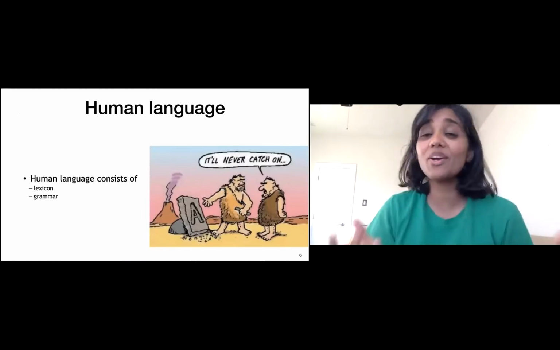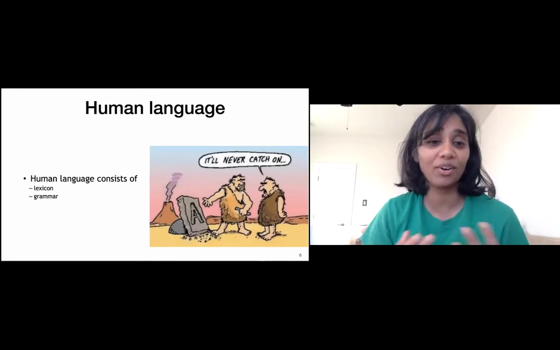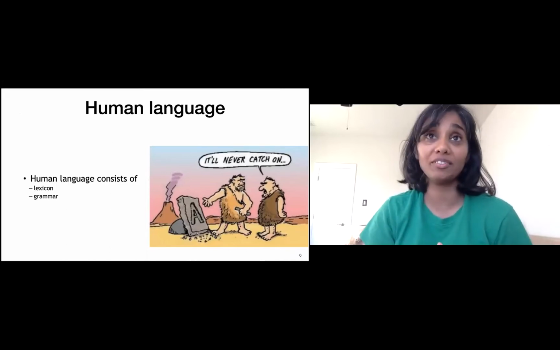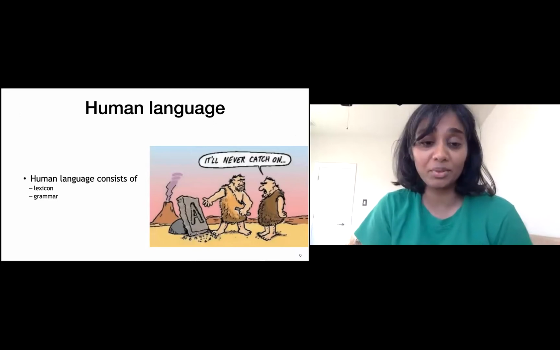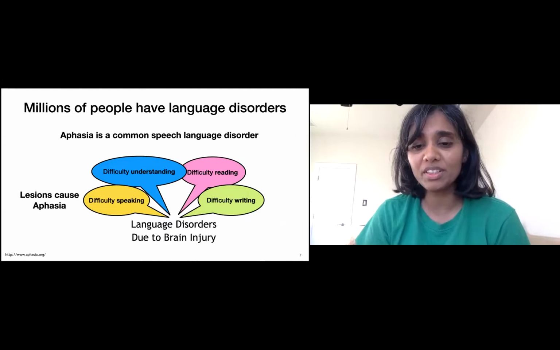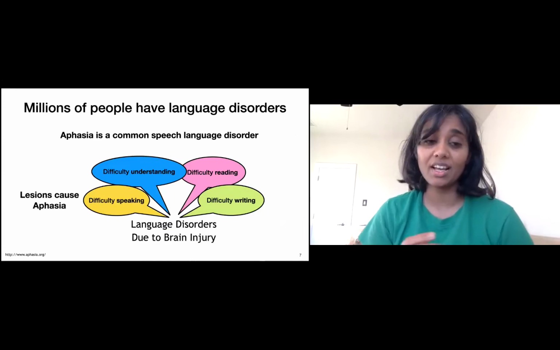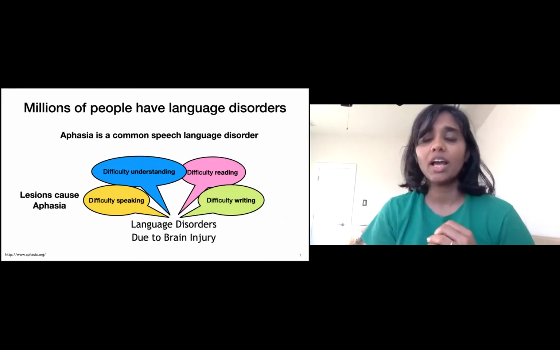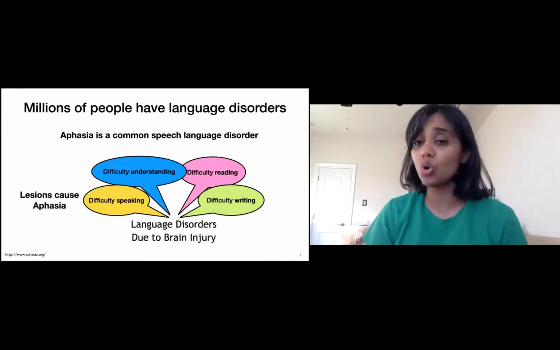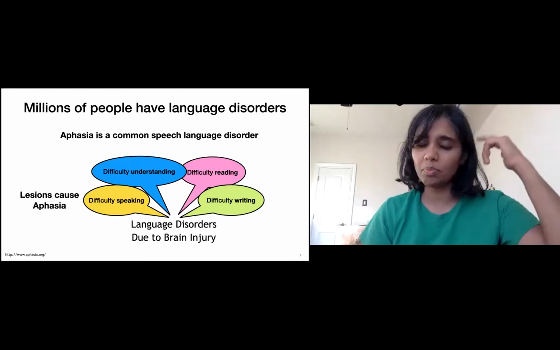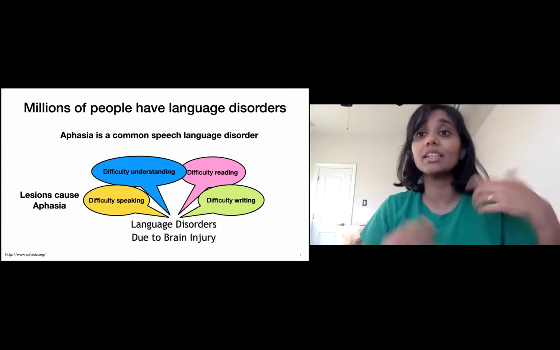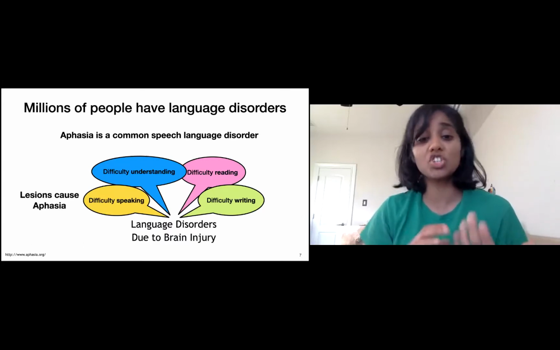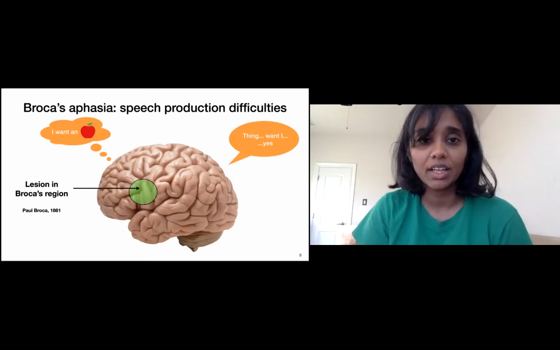We all speak, we all use language. We humans have evolved to have very superior language with lexicon and grammar. But unfortunately, a lot of people have language disorders, caused by something called lesions in the brain. You might have heard of stroke. A very common problem is people get a stroke, a part of their brain dies, and then they suddenly have speech problems. Speech is just one, it could be different kinds. I'm going to give you an example.